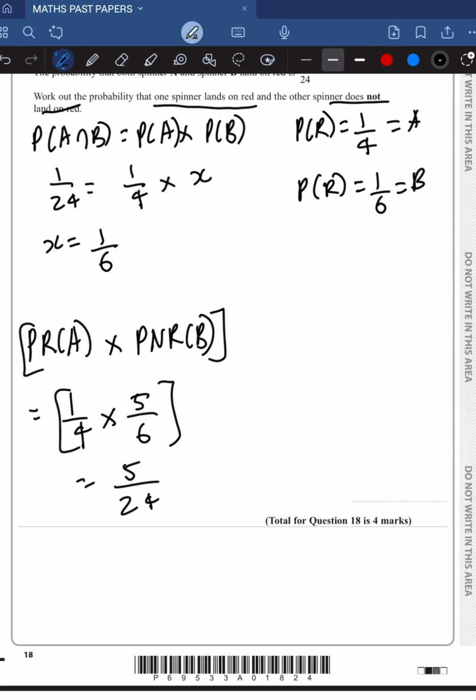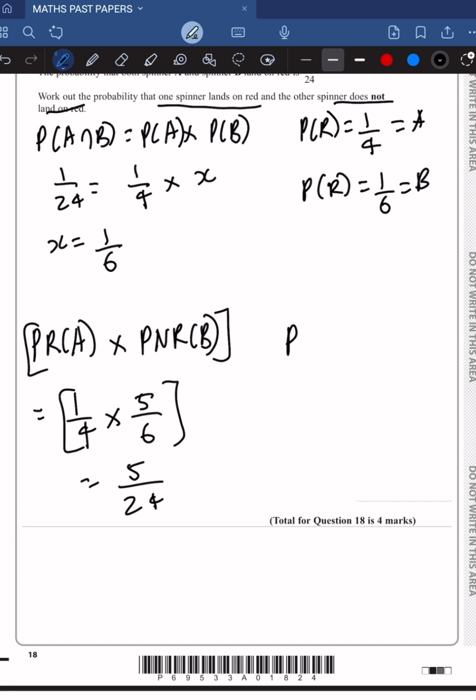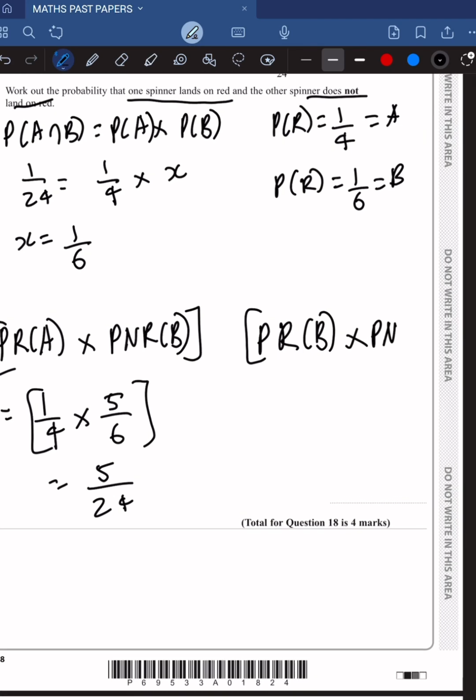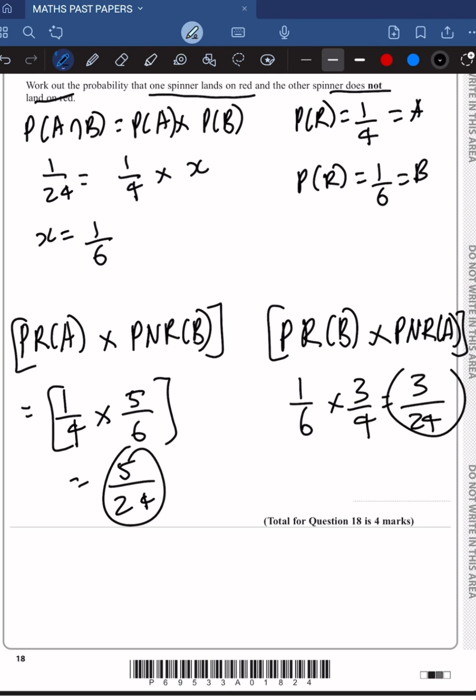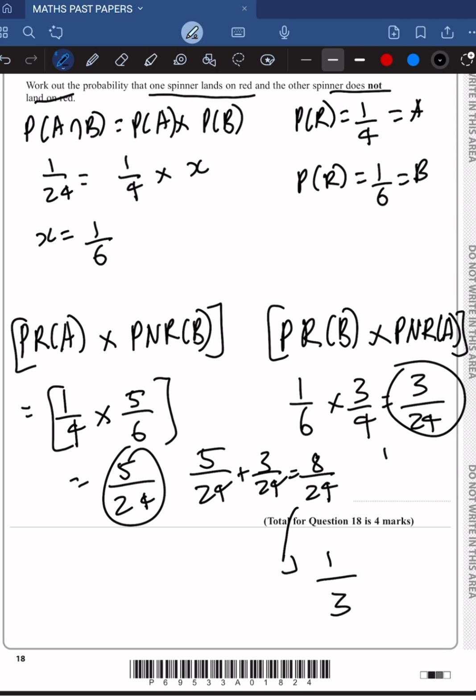Now we'll do the same thing but vice versa. Probability that it lands on red for B times the probability that it does not land on red, so NR, on A, is of course going to give us probability lands on red for B is 1 over 6 times 3 over 4, which is 3 over 24. Now of course we add them up. 5 over 24 plus 3 over 24 is 8 over 24. Yes, it is really messy. Probabilities are very messy, but here we go.